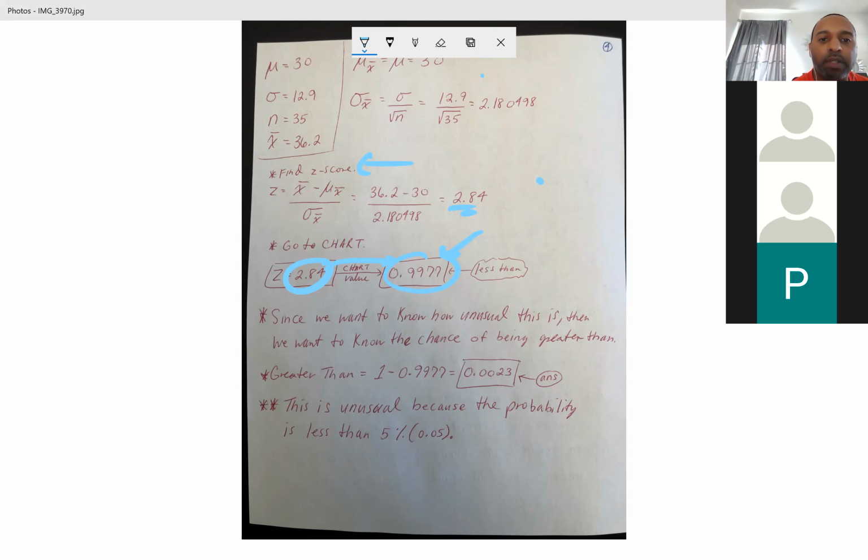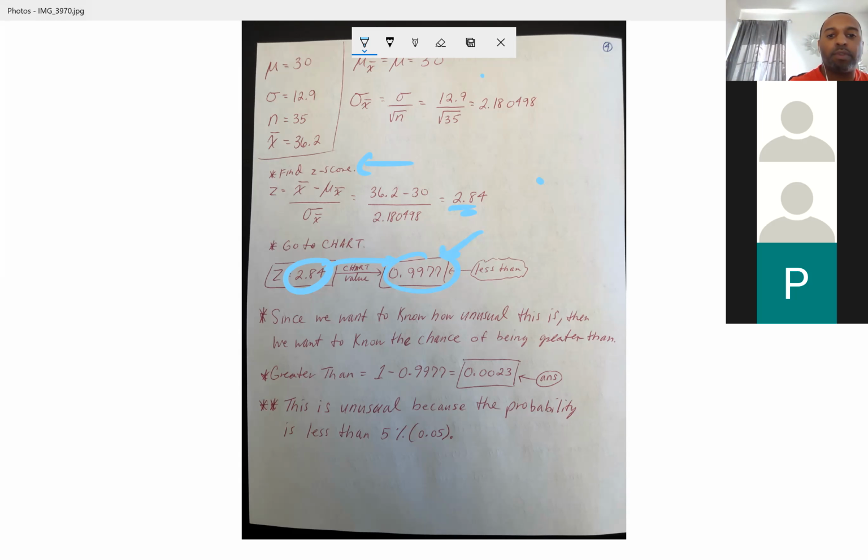So let me check on that. Must be missing a sheet. 70, 71. All right, so let's go here.